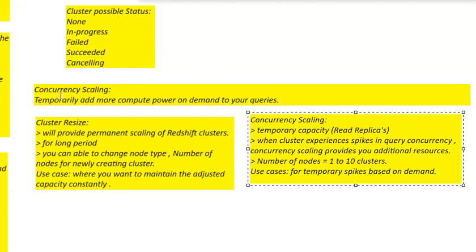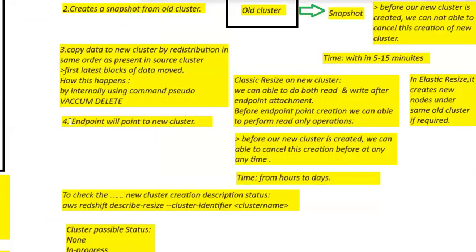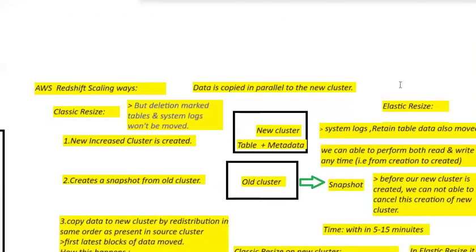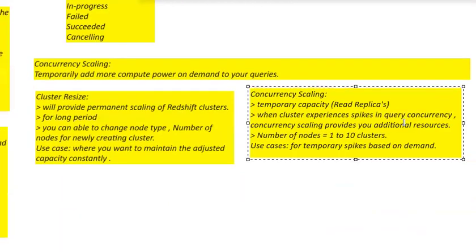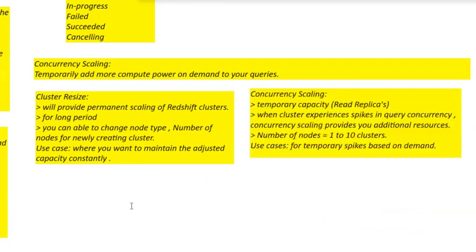So for normal cases, if you want to scale your cluster, use the cluster resize options. We have two options based on your need, and you can choose any one of them. Whereas for temporary capacity scaling, you choose concurrency scaling. I hope you understood this: when do we use concurrency scaling?